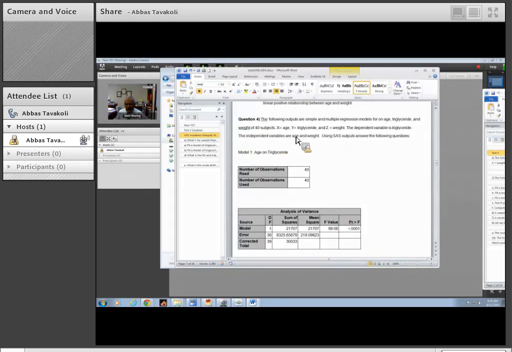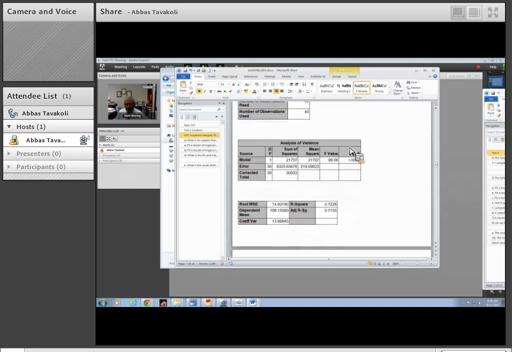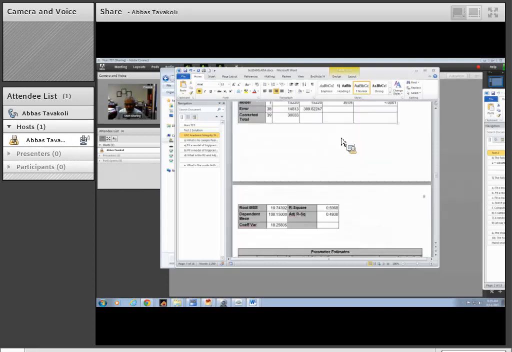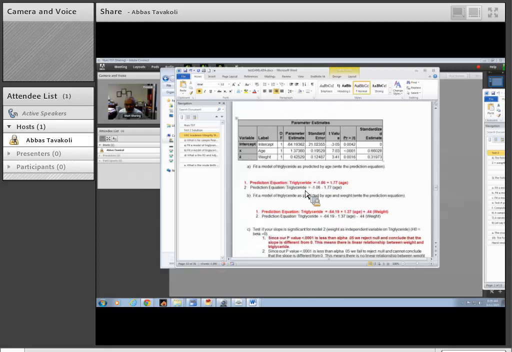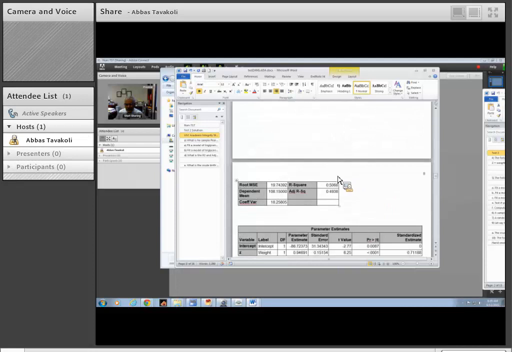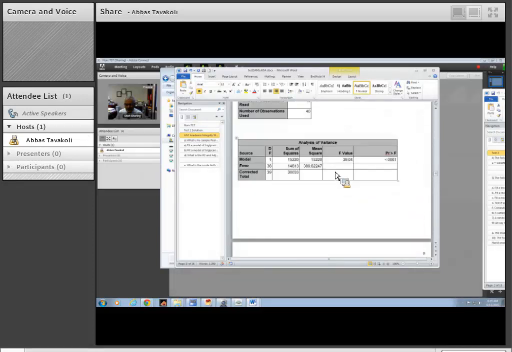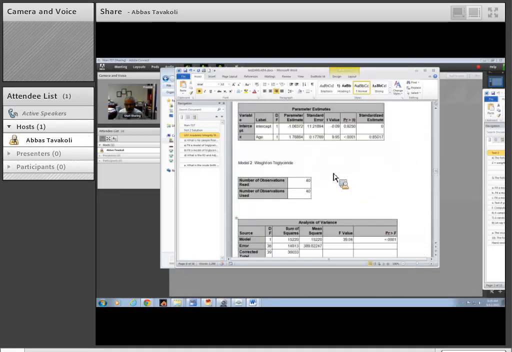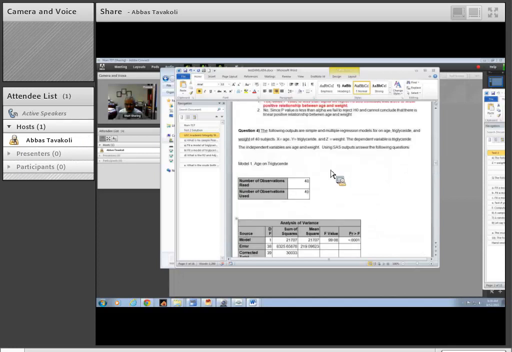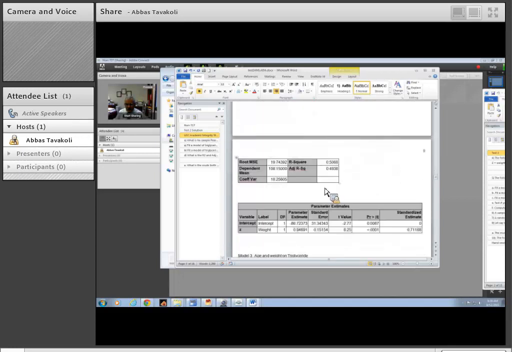outcome is triglyceride here. So the question I asked is, based on the output, fit the triglyceride predicted by age. You look in the simple regression model, so you have to find the model for triglyceride and age.